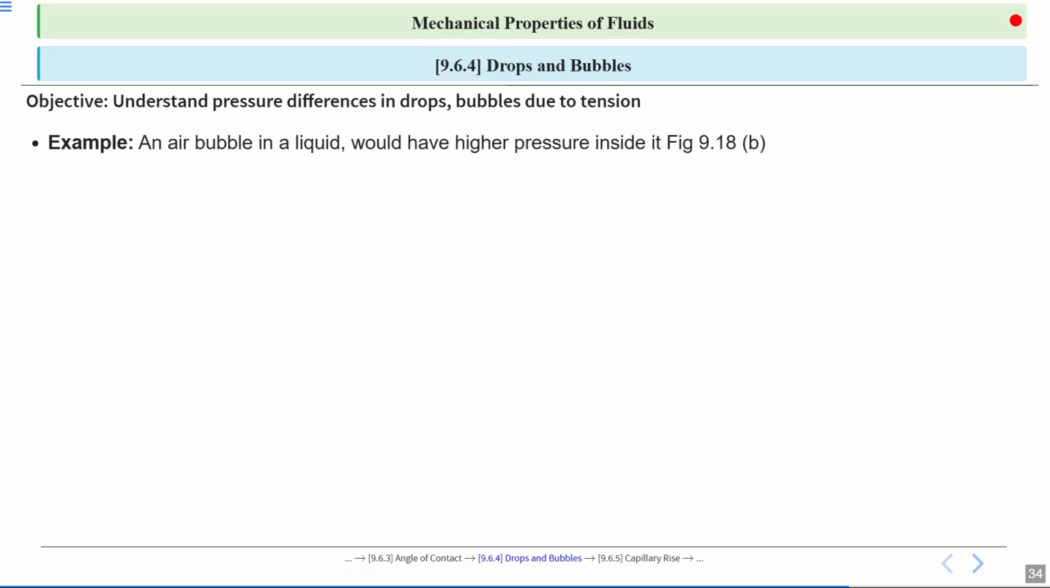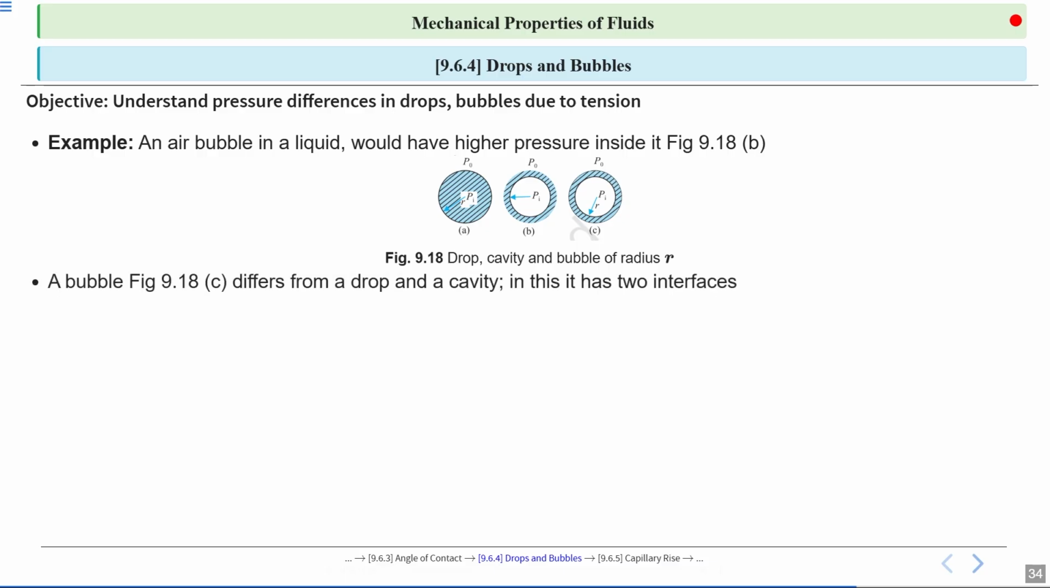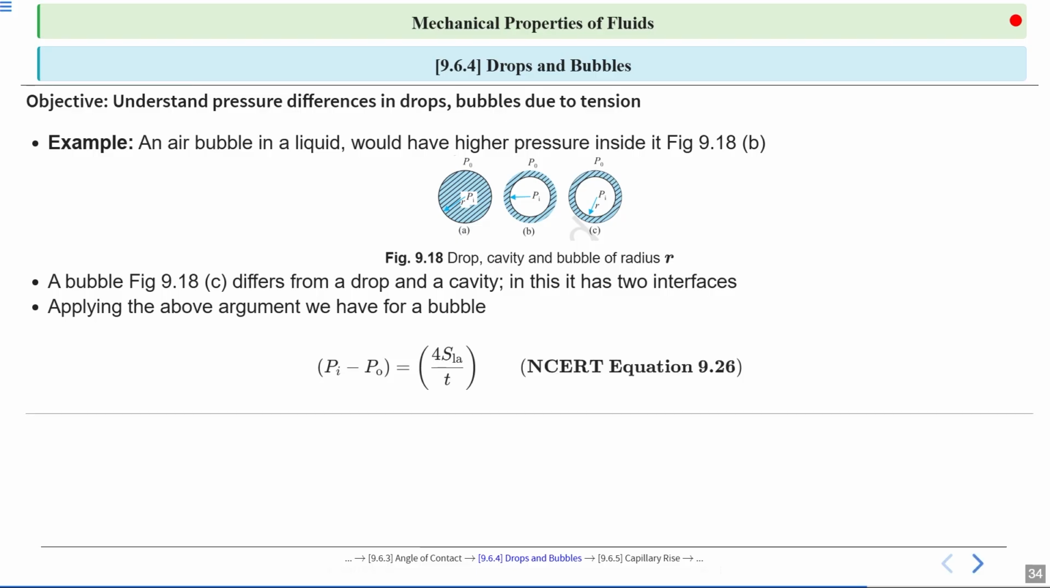For example, an air bubble in a liquid would have higher pressure inside it. Look at figure 9.18b. Drop, cavity and bubble of radius r. A bubble of figure 9.18c differs from a drop and cavity. In this, it has two interfaces. Applying the above argument, we have for a bubble, Pi minus P naught equal to 4S divided by r.